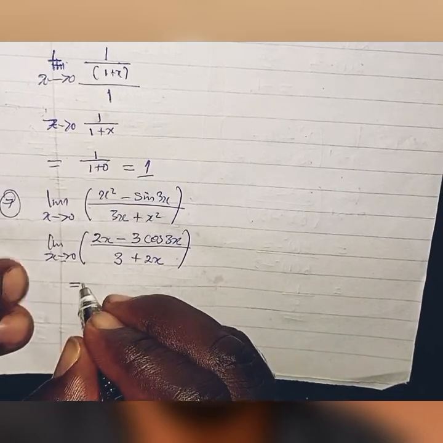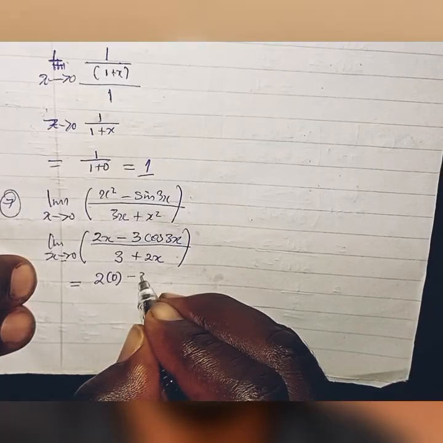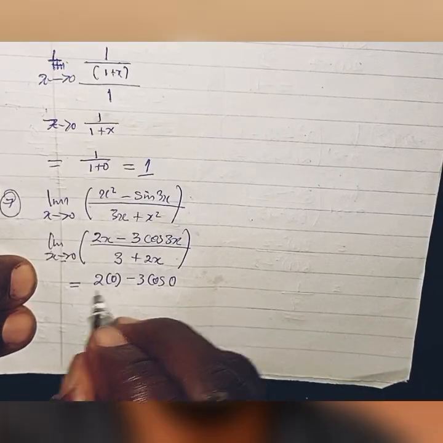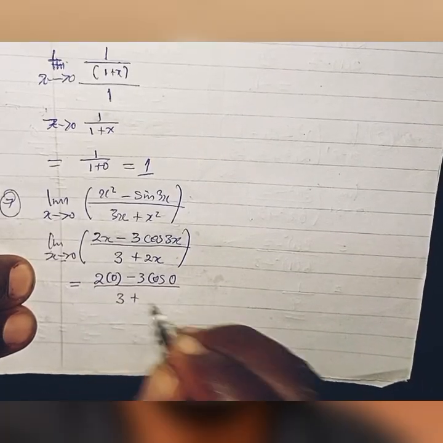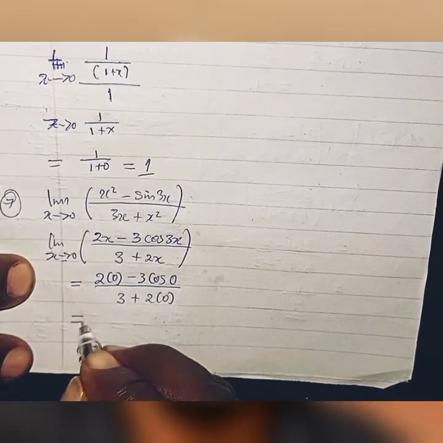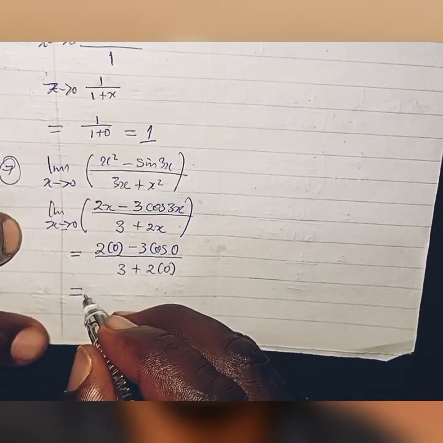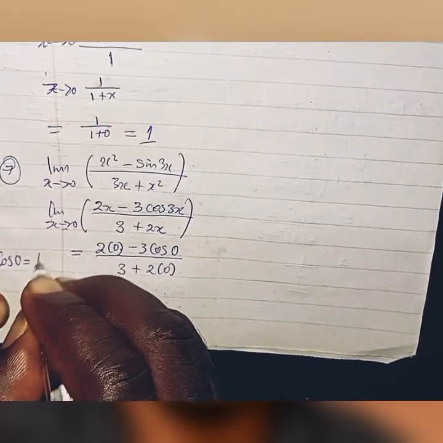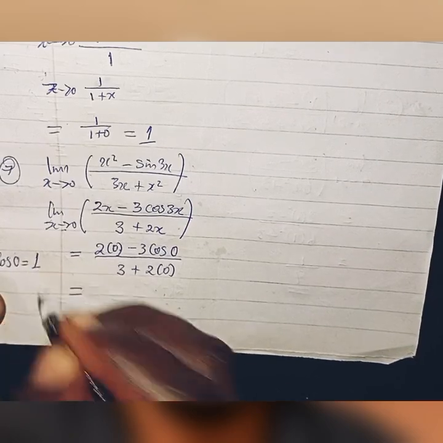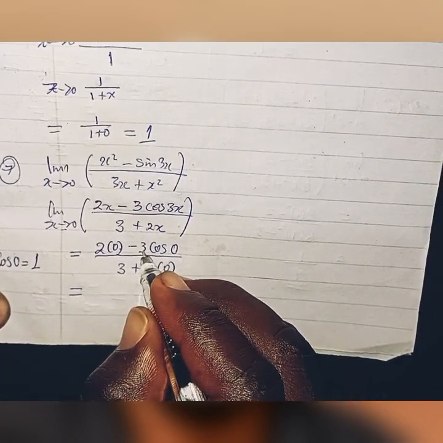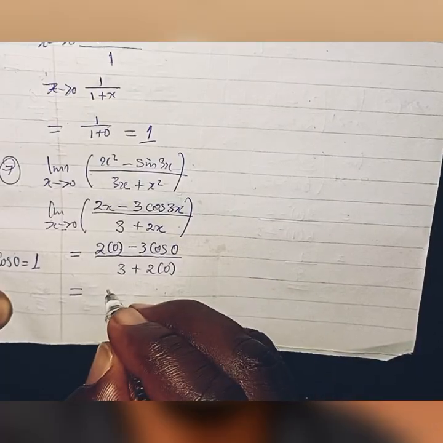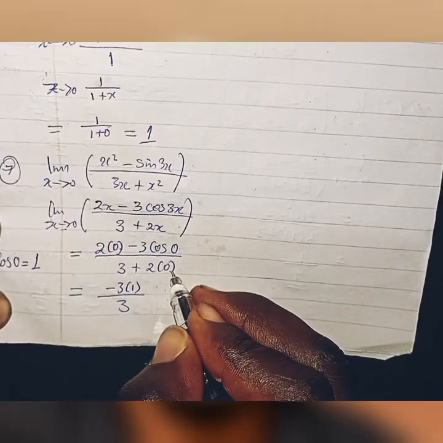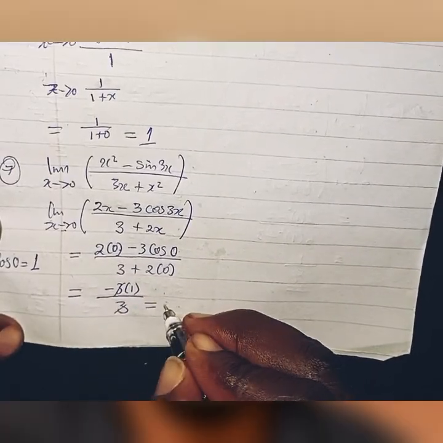Now I'm putting 0 into this. So it's going to give us 2 multiplied by 0 minus 3 cos of 0 over 3 plus 2 multiplied by 0. Note that cos 0 is the same as 1, so here we have 3 multiplied by 1. So we have minus 3 multiplied by 1 over 3, because the rest turns to 0. So 3 cancels 3, and our answer is minus 1.